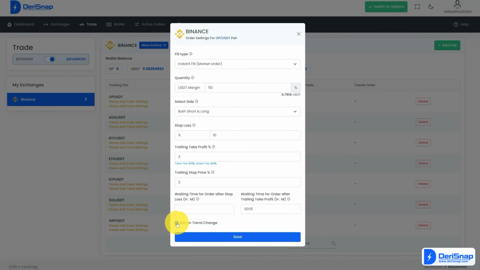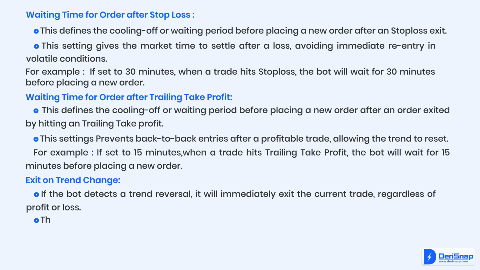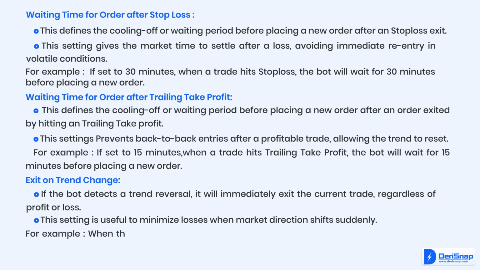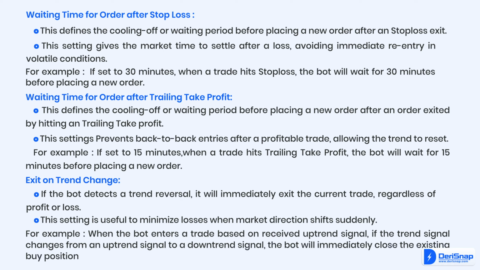Exit on trend change. If the bot detects a trend reversal, it will immediately exit the current trade, regardless of profit or loss. This setting is useful to minimize losses when market direction shifts suddenly. For example, when the bot enters a trade based on a received uptrend signal, if the trend signal changes from an uptrend signal to a downtrend signal, the bot will immediately close the existing buy position to follow the market direction and reduce risk, and vice versa.